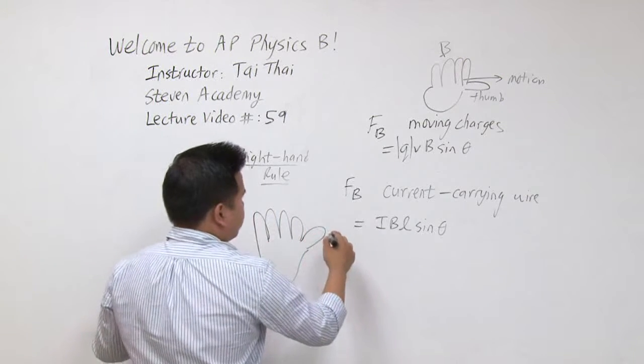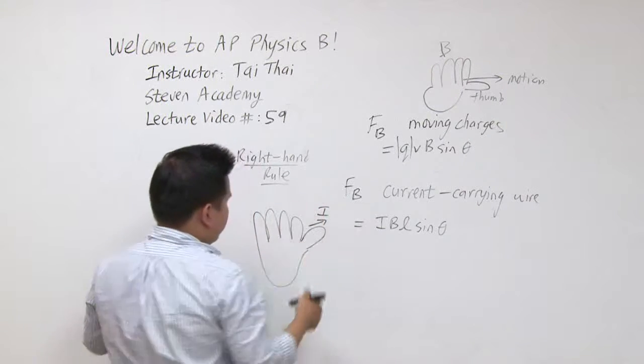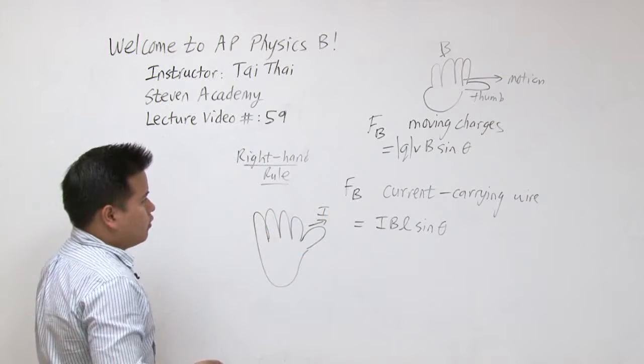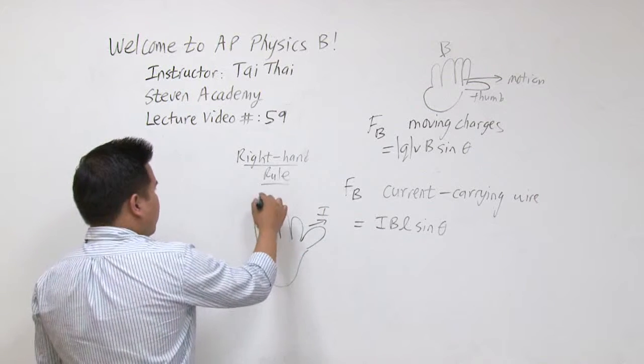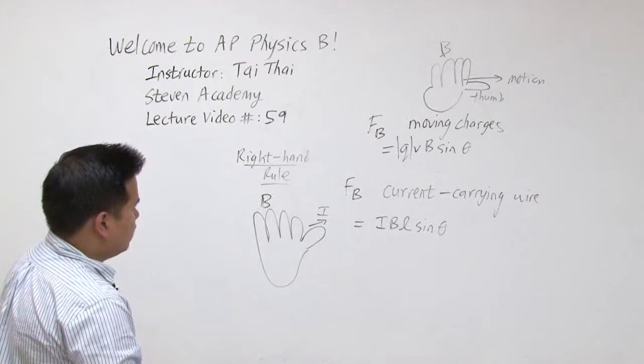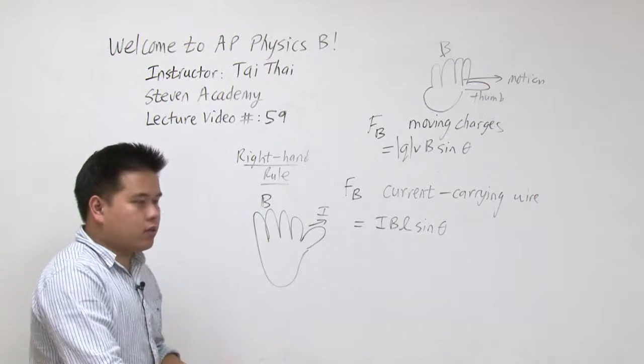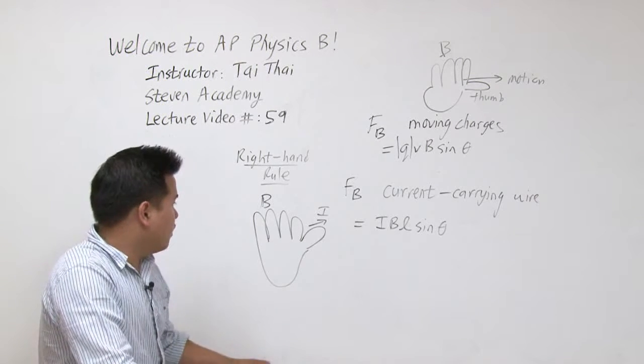Your thumb will be in the direction of, let's say, the I, and then the way that your fingers get curled, right, will be the magnetic field, sorry. And then for the magnetic field, then you can go and use the magnetic force, right? Okay? Because the magnetic field is along the direction of the magnetic force.